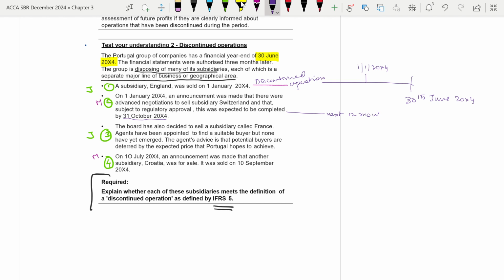Fine. Now, intentions are very clear. They are very much committed to sell. The announcement meant that there will be an advance to sell the subsidiary, subject to approval, expected to be completed by then. They are committed to sell, so this is also going to be called a discontinued operation. Next, Johanna.